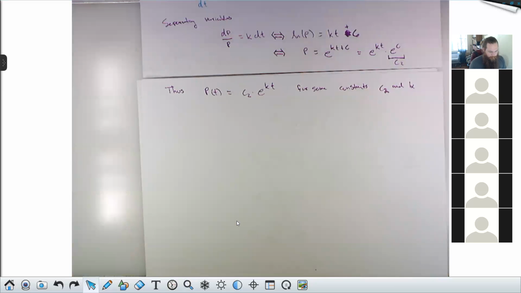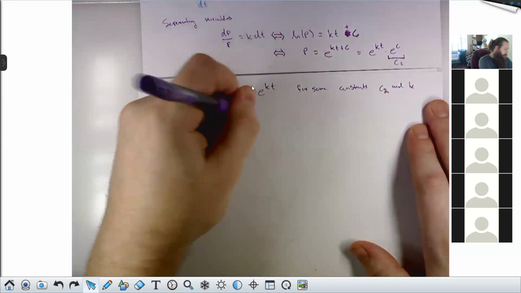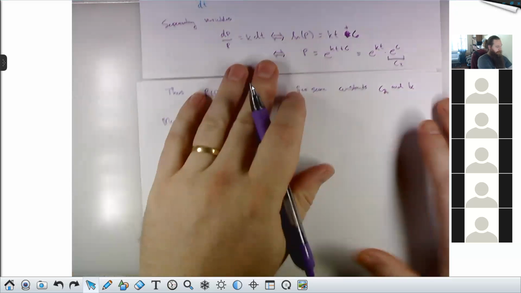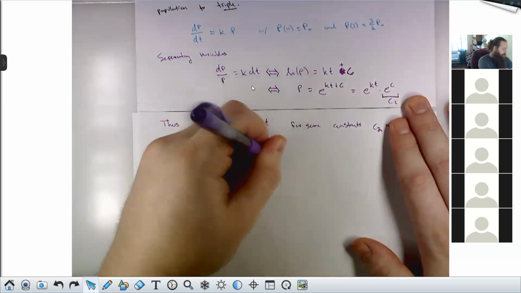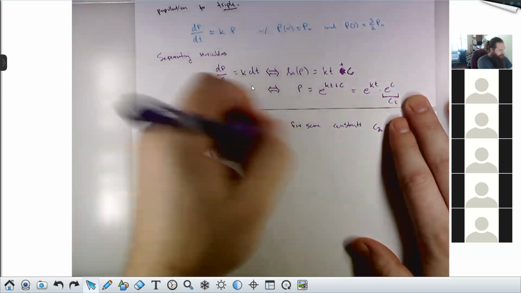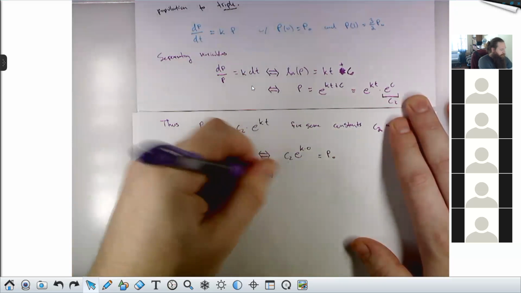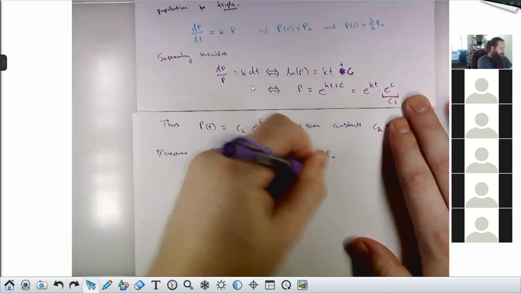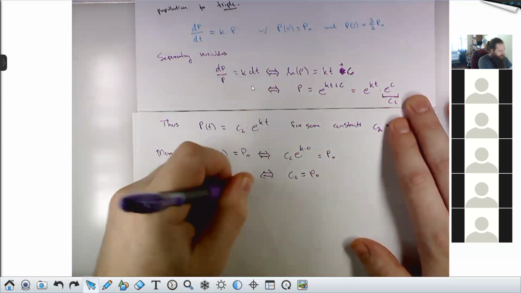All right. Now, I'd like to identify the constants C2 and k. The best I can really do: we know that P of 0 is equal to P naught. That's one of our initial conditions, really a boundary condition. It's one of our two boundary conditions. This is going to give me C2: P of 0, which is C2 e to the k times 0, is equal to P naught. E to the k times 0 is e to the 0, that's 1, so this is just C2 equals P naught. So P of t is really P naught times e to the kt.